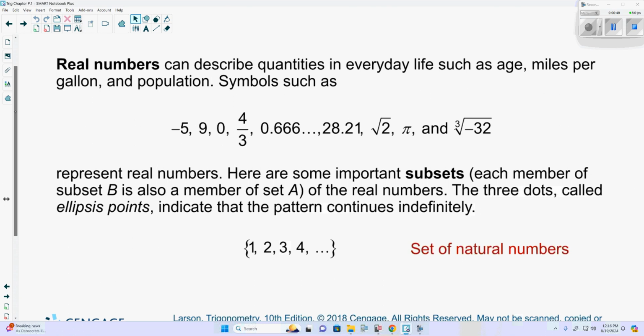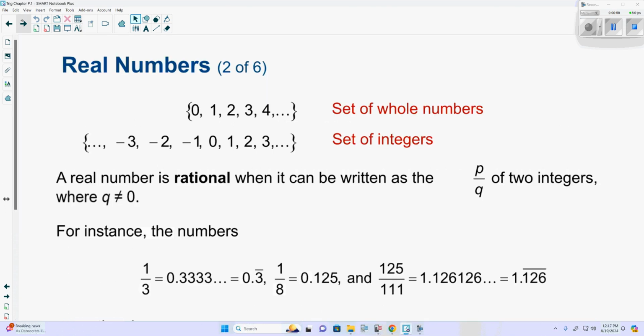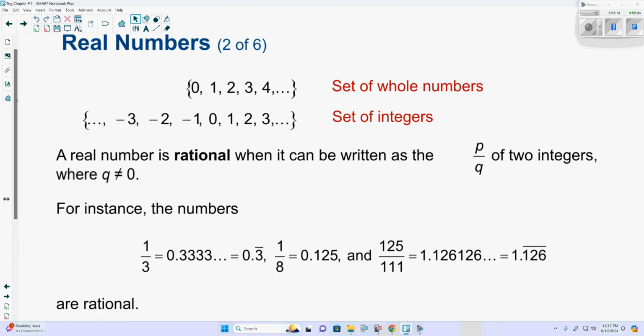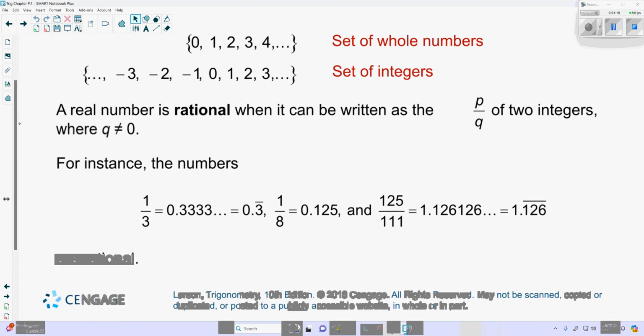So 1, 2, 3, 4 is the set of natural numbers. We did this in Algebra 2. We started off the year with these. Adding 0 gives our set of whole numbers. Positive and negative numbers make our set of integers. Any number that can be written as a fraction is a rational number, for instance 1/3, 1/8, 125 over 111. They're all rational numbers.